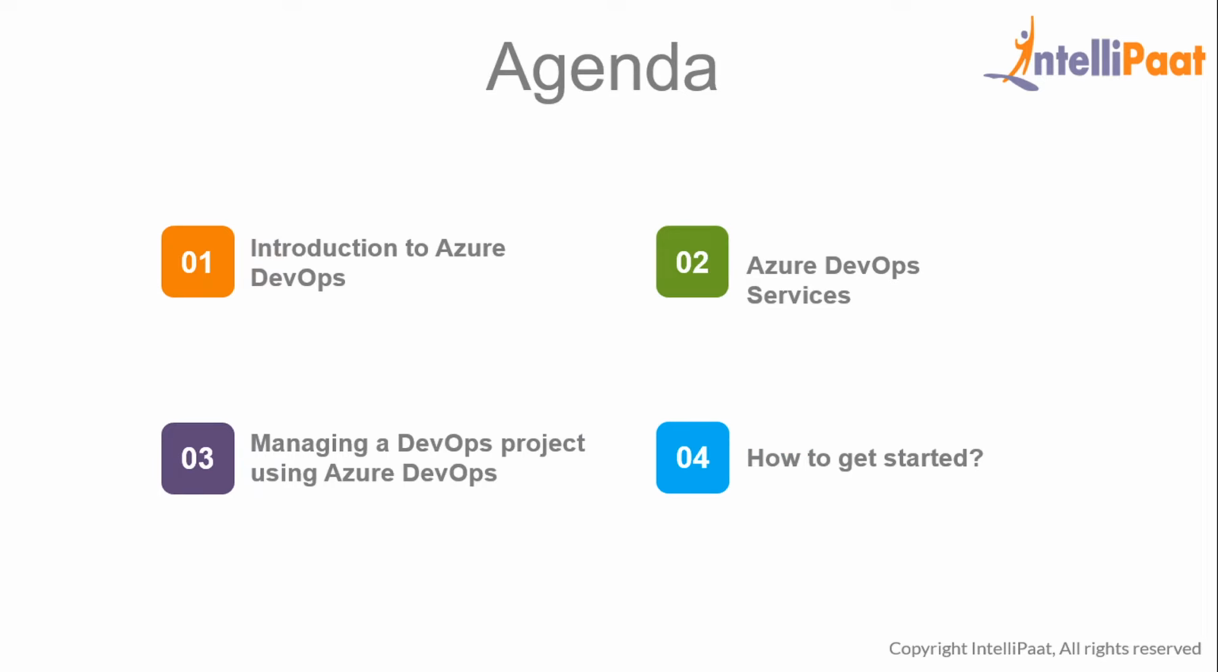So let's get started. First, let us look at the agenda of today's session. So first, introduction to Azure DevOps. I'll give you a brief introduction and then we'll move ahead with Azure DevOps services. After looking at these services, we will be managing Azure DevOps project. I'll show you how to use boards. I'll be showing how to create a pipeline and also how to integrate with GitHub.